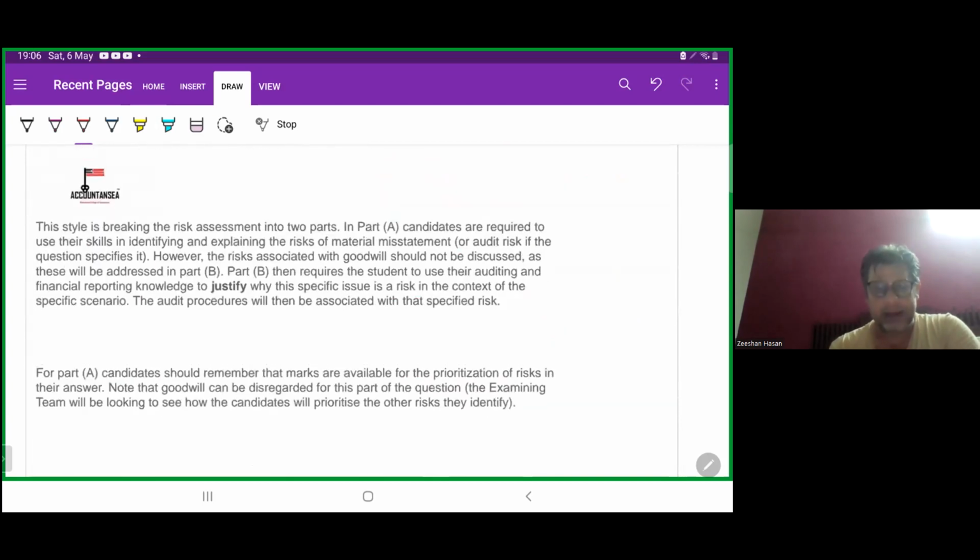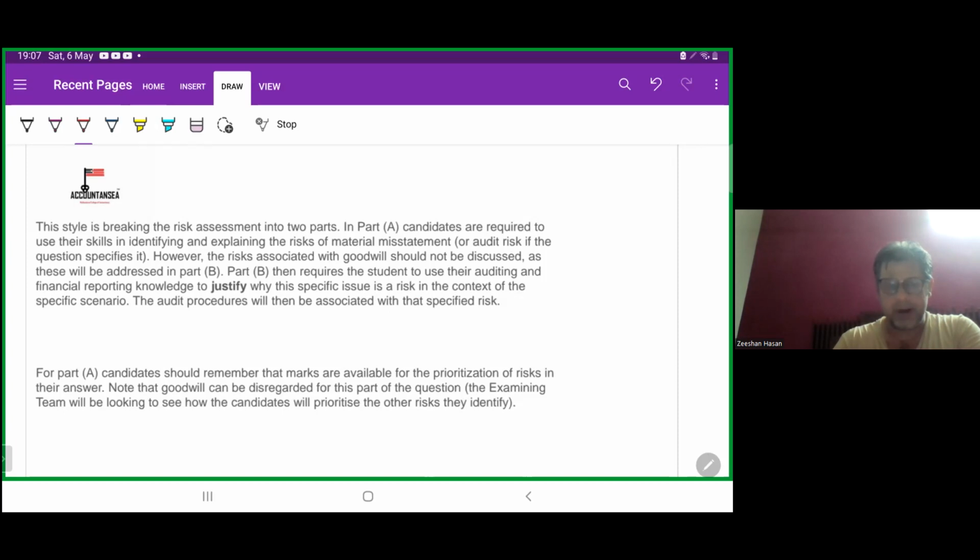Number one, candidates are required to use their skills in identifying and explaining the risk of material misstatement or audit risk if the question specifies it. However, the risk associated with goodwill should not be discussed over here, as this will be addressed in part B, which requires the student to use their auditing and financial reporting knowledge to justify why the specific issue is a risk in the context of the specific scenario. The audit procedures will then be associated with the specified risk.